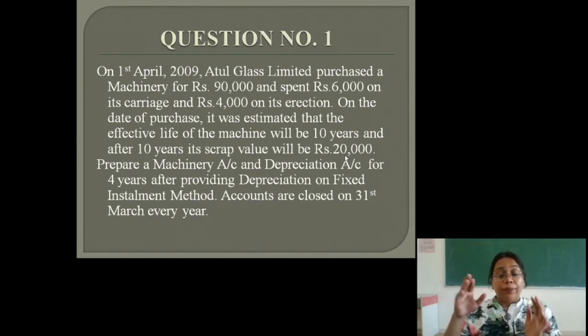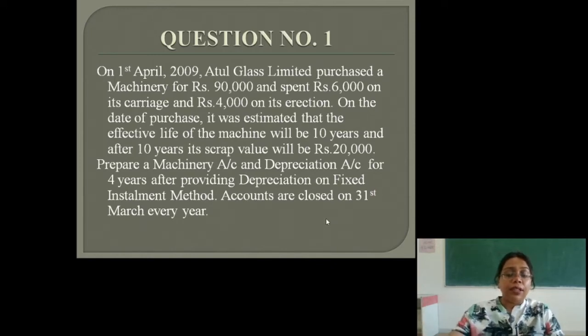So now see, the money for which the machinery has been purchased is rupees 90,000. We have spent 6,000 on its carriage and rupees 4,000 on its installation. So the total cost of the machinery that we have incurred is 90,000 plus 6,000 plus 4,000, which equals rupees 1 lakh. So the total cost of the asset is rupees 1 lakh.